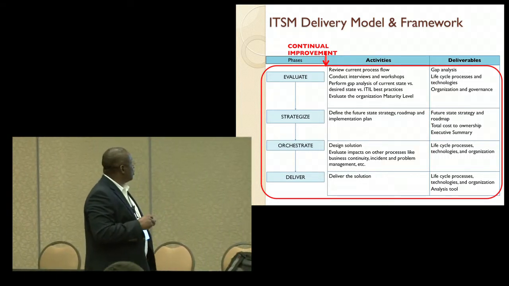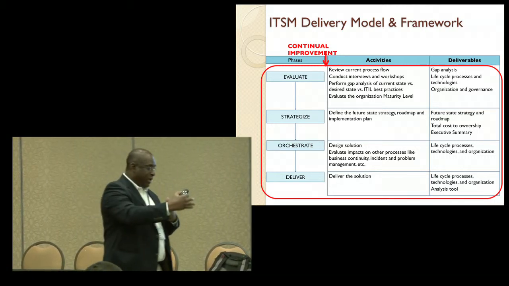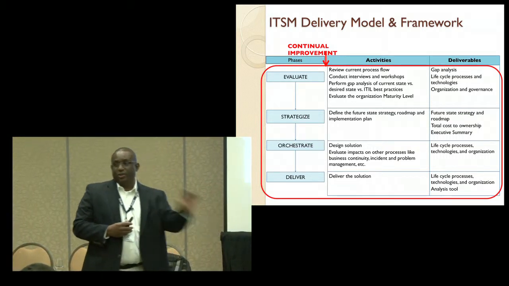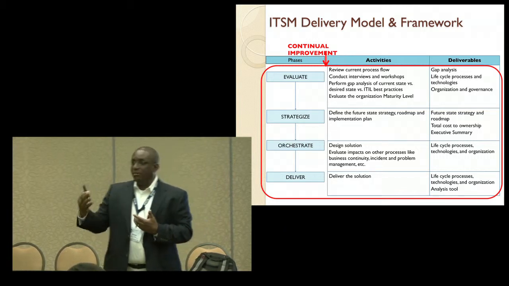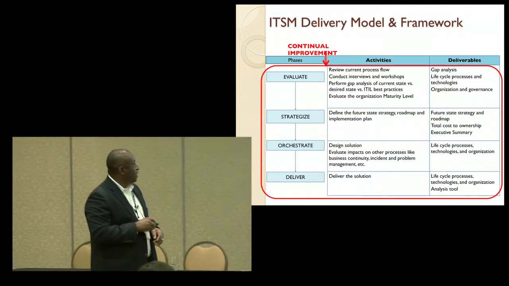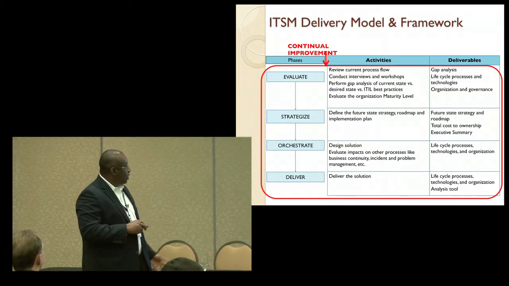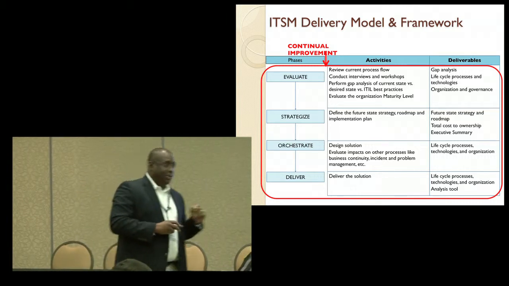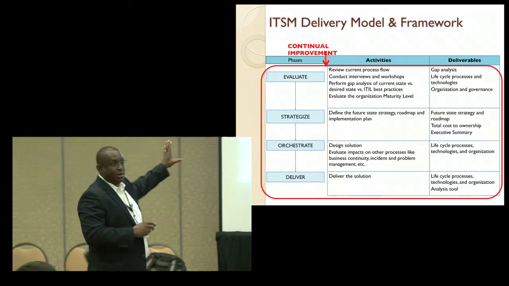The same thing happens with strategize, where we really want to look at where we want to be in the future. How are we going to apply the variance that we found with our organization, what the industry is doing, and really bring that into our organization so we can be successful. Out of that come a future state strategy roadmap, total cost of ownership, and an executive summary. And as you can see, on and on we go to orchestrate, where we're designing the solution, and deliver, bringing that solution into play. So this is one delivery framework.